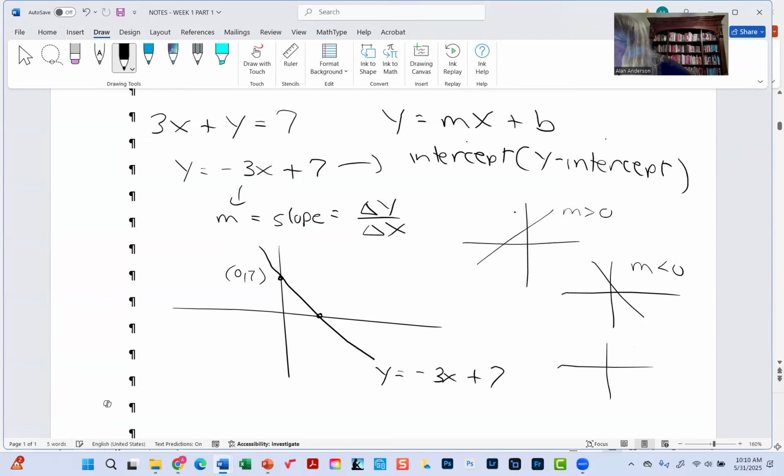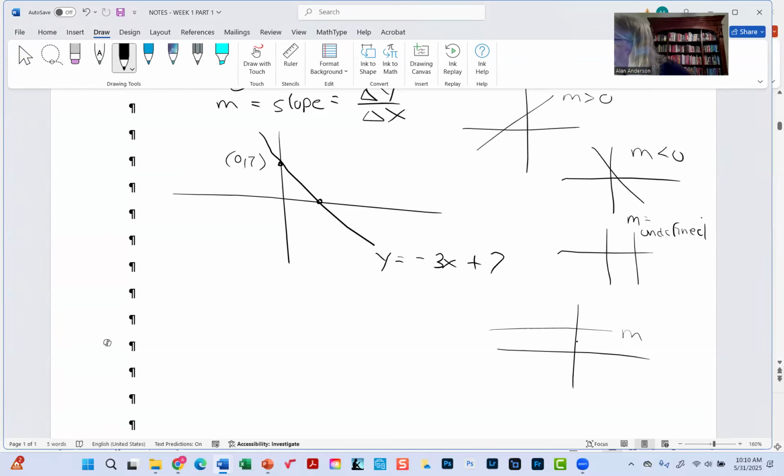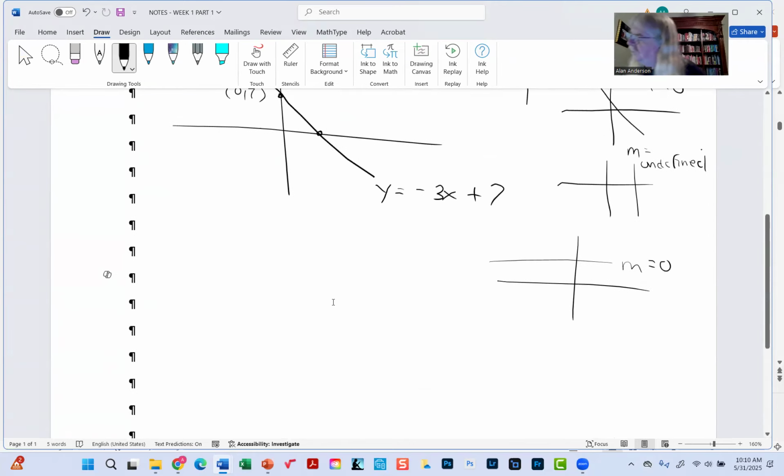Now, there are 2 other special cases we need to know about. Here, the slope is undefined if it's a vertical line, and then if it's a horizontal line, the slope is 0. Okay. So those are the only 4 cases we might encounter. So this is a linear function because it can be described by a straight line.